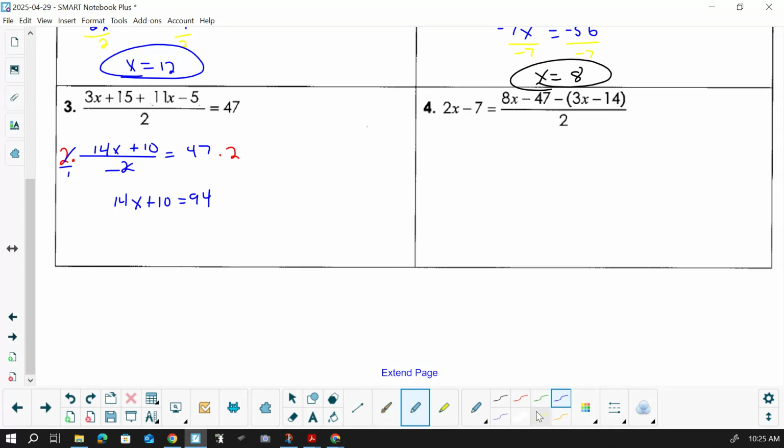I'm going to subtract my 10 from both sides. And I get 14x equals 84. And that should come out evenly if I divide both sides by 14. 84 divided by 14 is 6.